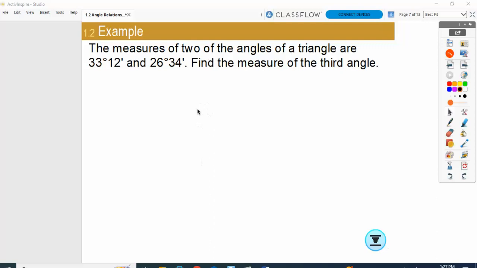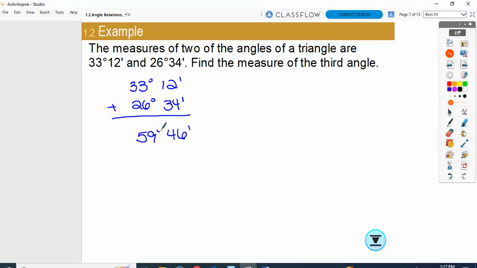So what would I do? Add those. So remember, when we add these, we add the minutes together, so 12 plus 34. And we add the degrees, 33 plus 26. So we get 59 degrees, 46 minutes.